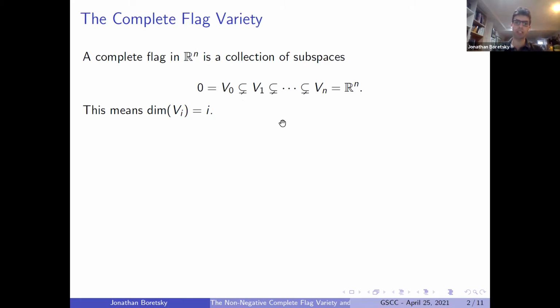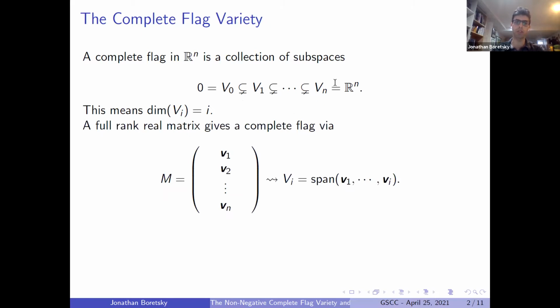And one way to think about these is as coming from full rank real matrices. The correspondence here is that the ith subspace is going to be the span of the first i rows. So these are strictly contained in one another. And because the matrix is full rank, the ith subspace will in fact be of dimension i.